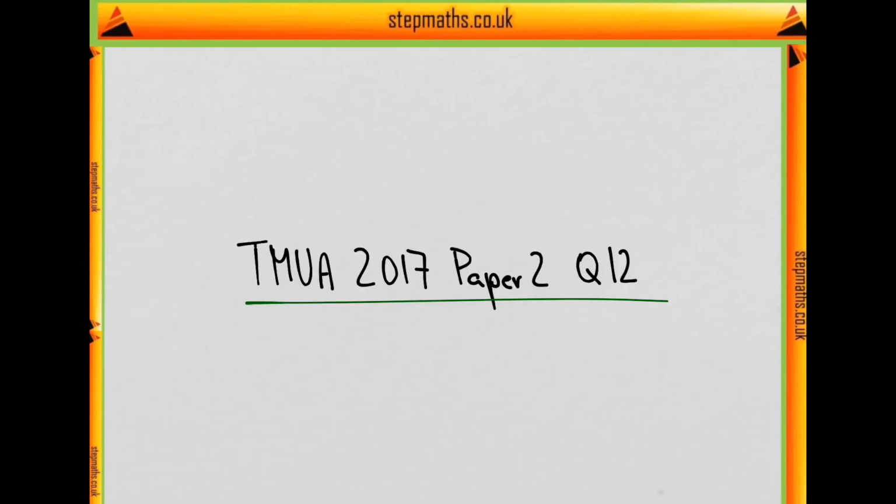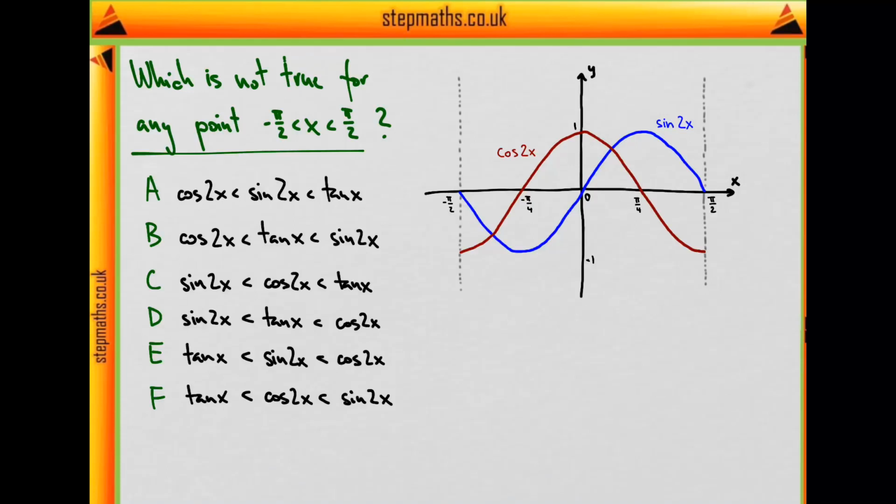In this video, we'll look at question 12 of the second paper of the 2017 exam. In this question, we are given two graphs of two functions, cosine of 2x in red and sine of 2x in blue, on an interval from negative pi by 2 to pi by 2. And we are supposed to decide which of these six inequalities is not true for any point on this interval.